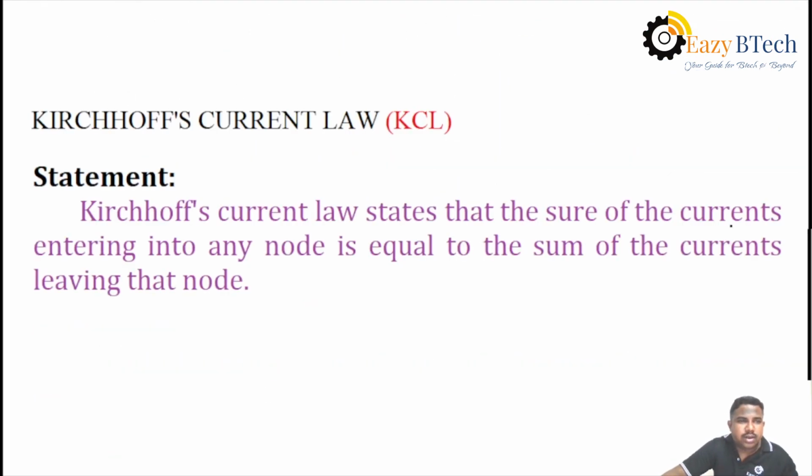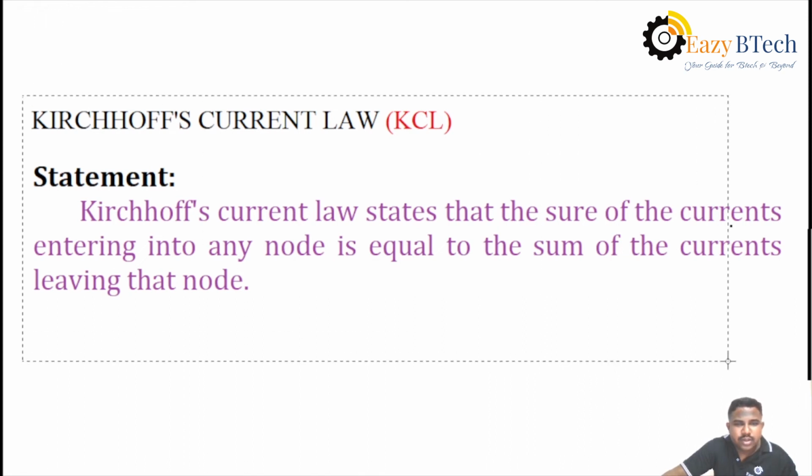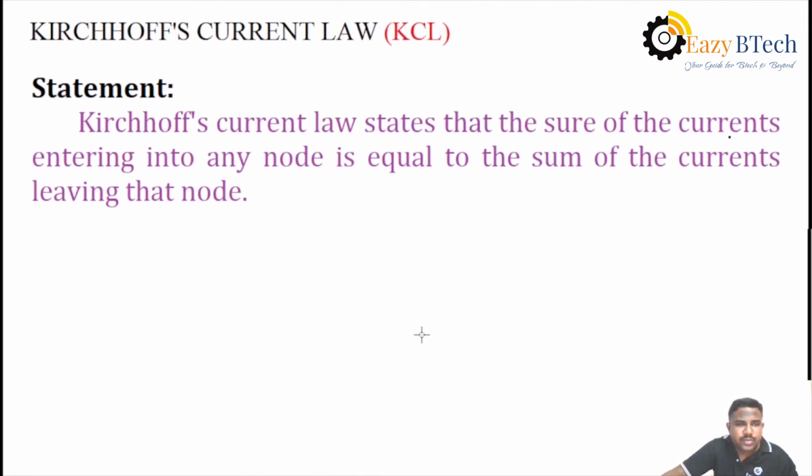Then the second law is KCL, Kirchhoff's current law. What is the statement of KCL? At any node, the node point being where current division takes place in the circuit, the total current passing through the node is zero. Some currents are entering and some currents are leaving that node. That's why the KCL statement says the sum of the currents entering the node is equal to the sum of the currents leaving that node.